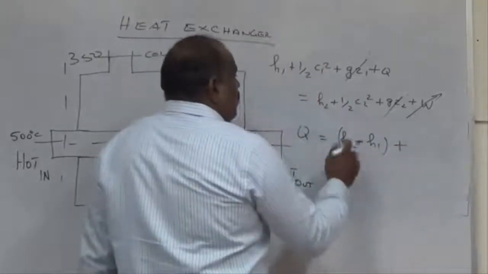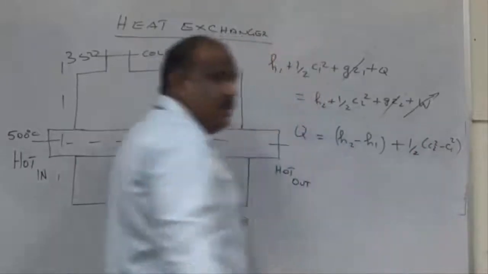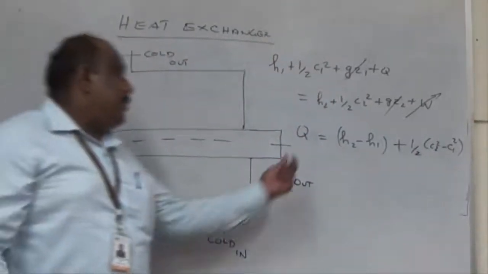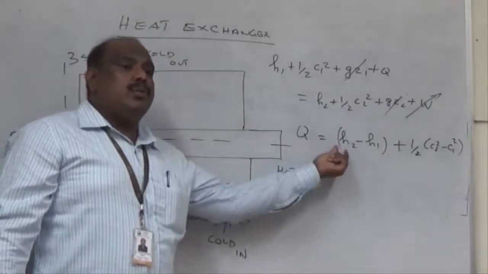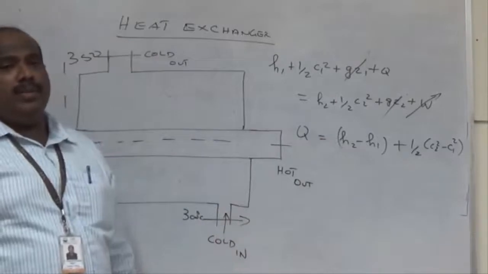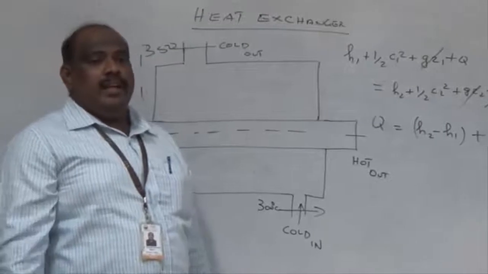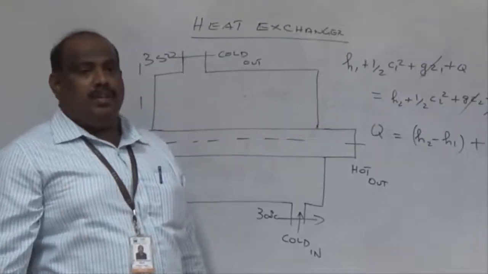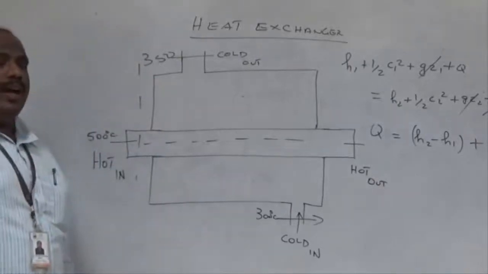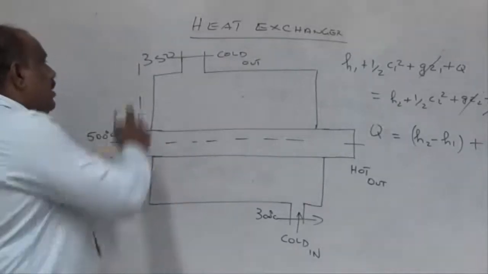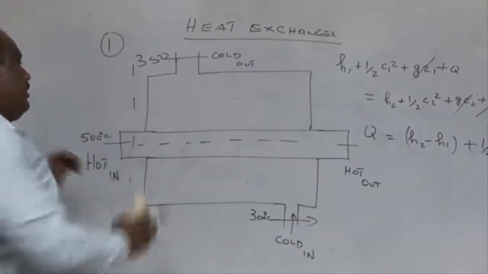So Q is equal to H2 minus H1 plus half into C2 squared minus C1 squared. Got the logic? Once again, the purpose of a heat exchanger is to have the heat transfer. Yes, we have Q. If this Q is positive, it's going to be endothermic. If this Q is negative, it's going to be exothermic. But all this heat transfer is taking place within the two fluids. I will take another example so that it will be very clear for you to understand this heat exchanger. Are you okay with this example? Here the heat transfer is taking place within the two fluids.